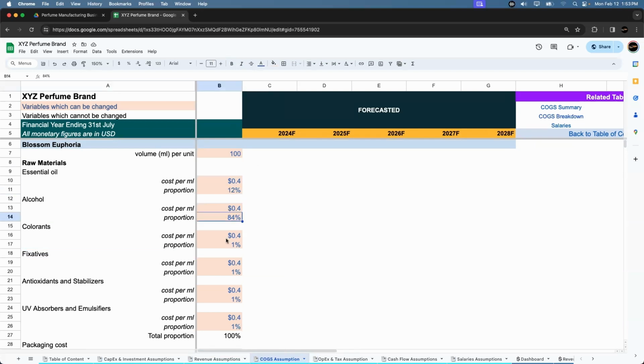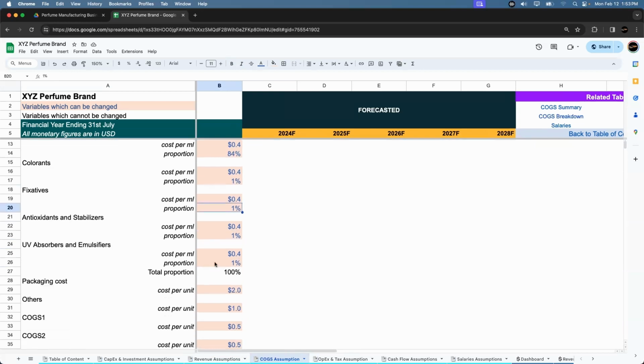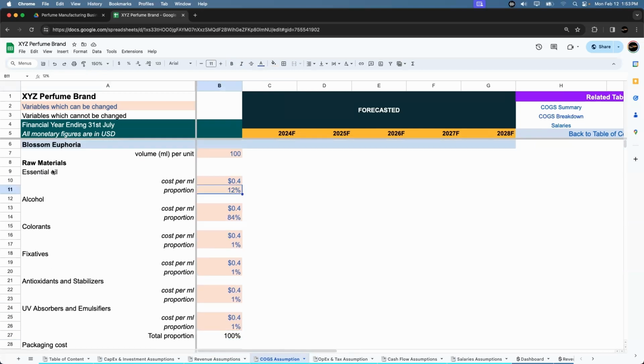The proportion will basically depend on your operational plan and your recipe. As you can see, 12% essential oil, 84% alcohol, 1% colorant. So let's say if you had a smartwatch manufacturing facility, then you would maybe be spending 10% of the stuff in the glass, 15% on PCB, 1% on this, 1% on that. So you can adjust it accordingly.